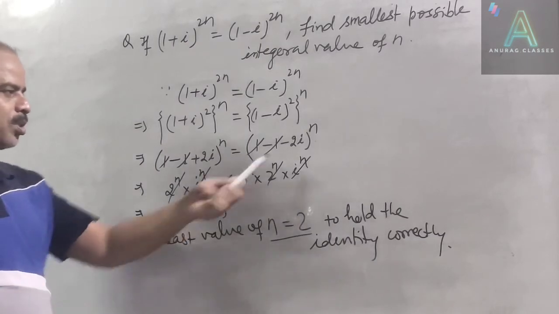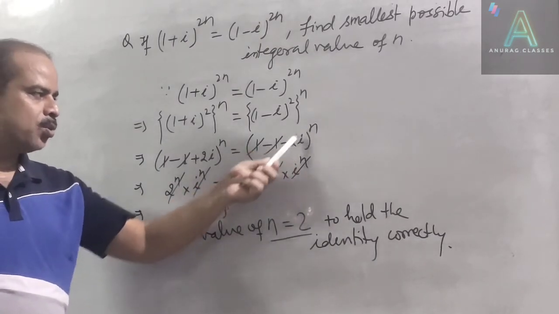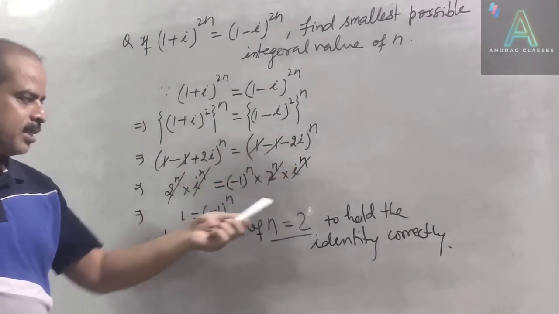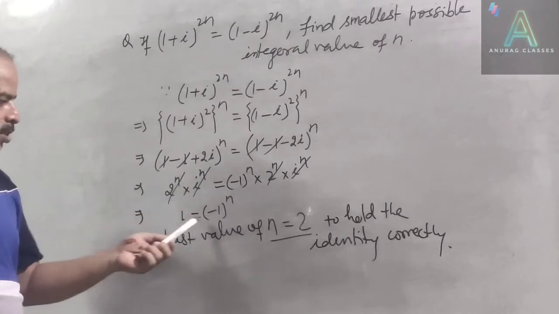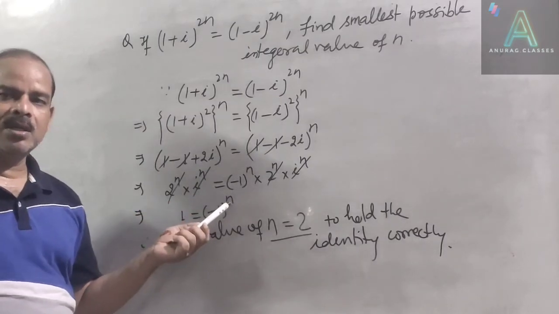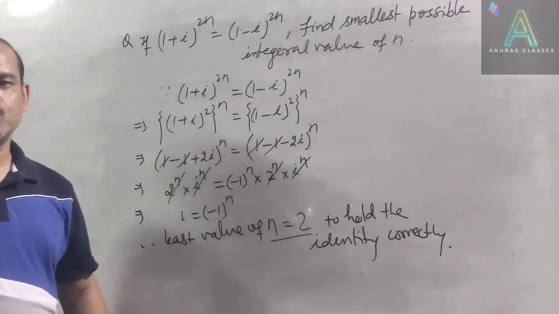I think you have understood this step. Minus 2 iota, so (-1) to the power n, 2 to the power n, and iota to the power n is here. 2 to the power n, iota to the power n is cancelled out from both sides. 1 is equal to (-1) to the power n. So what should be the smallest value of n? It should be n is equal to 2.